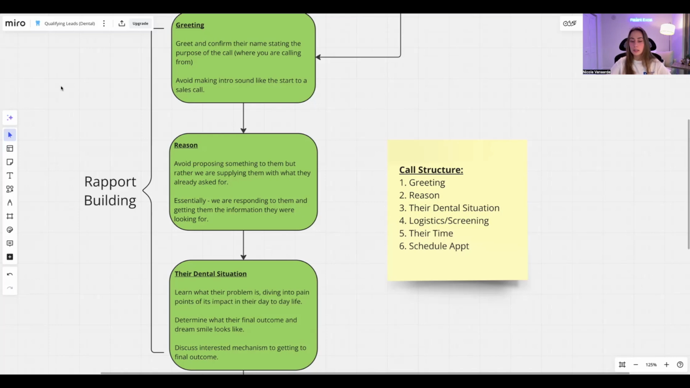You can ask questions like, "Is this affecting your smile, or is it more about functionality? Does it impact your confidence at work or in social settings?" By asking these questions, you're not only building rapport, but also revealing what's truly important to the lead.